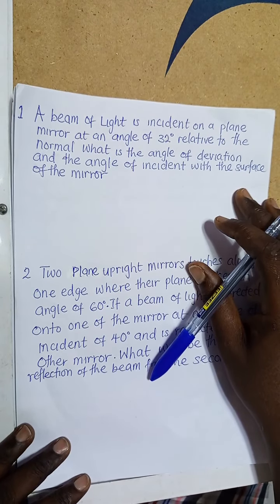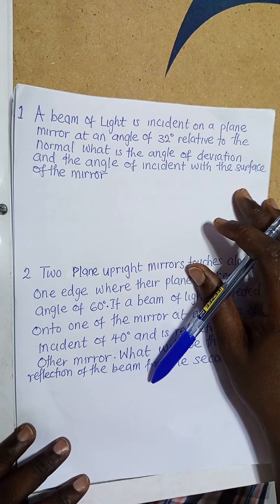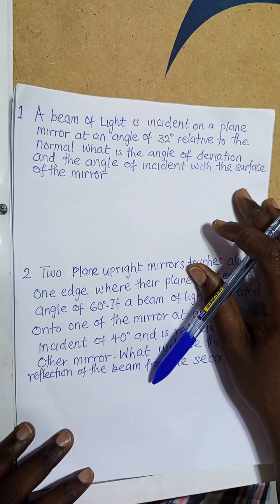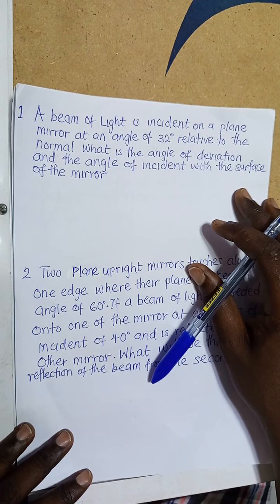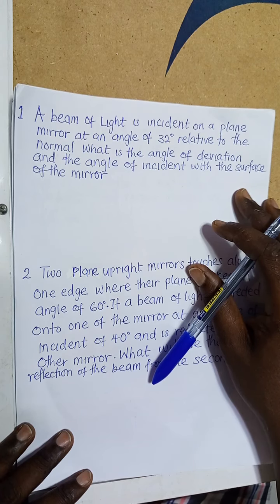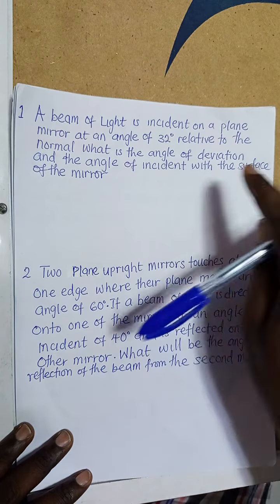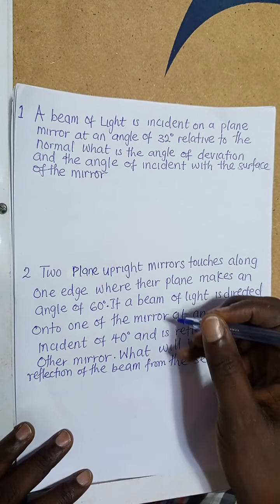We want to solve some common questions on a plane mirror. Question one says, a beam of light is incident on a plane mirror at an angle of 32 degrees relative to the normal. That is the angle of incidence to the normal. What is the angle of deviation and the angle of incidence with the surface of the mirror? Sometimes they can ask for the angle of reflection with the surface or the angle of incidence with the surface.